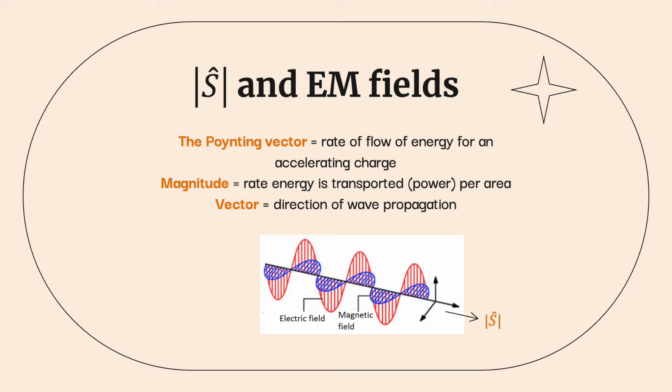In order to talk about the Poynting vector, we need to talk a little bit about electromagnetic fields. The Poynting vector describes the rate of flow of energy for an accelerating charge. If we recall, electromagnetic fields created by accelerating charges are oriented perpendicularly to each other and to the direction of propagation. The magnitude of the Poynting vector is simply the power per unit area, and the direction is the direction of the wave propagation.